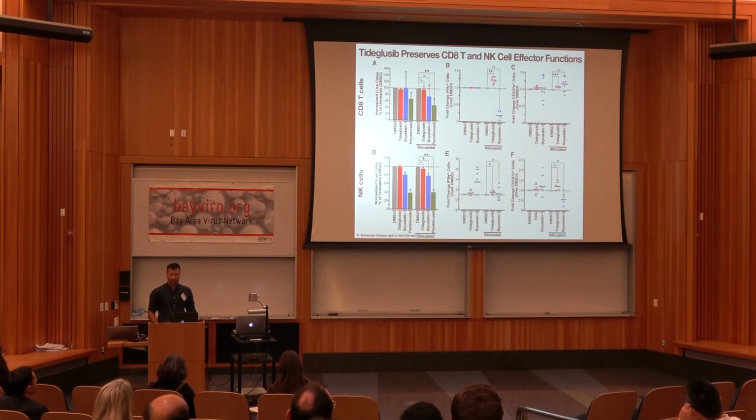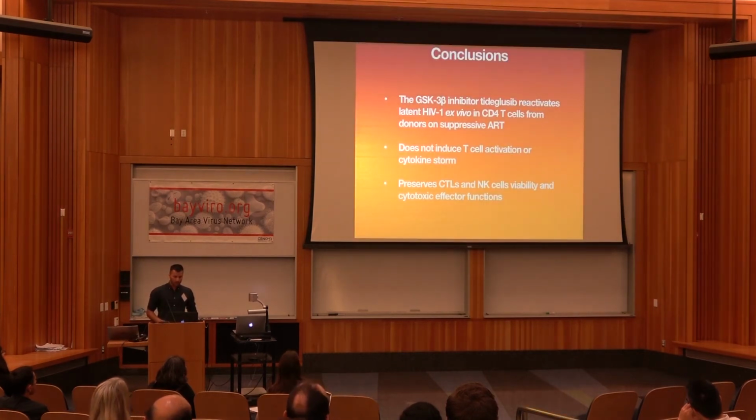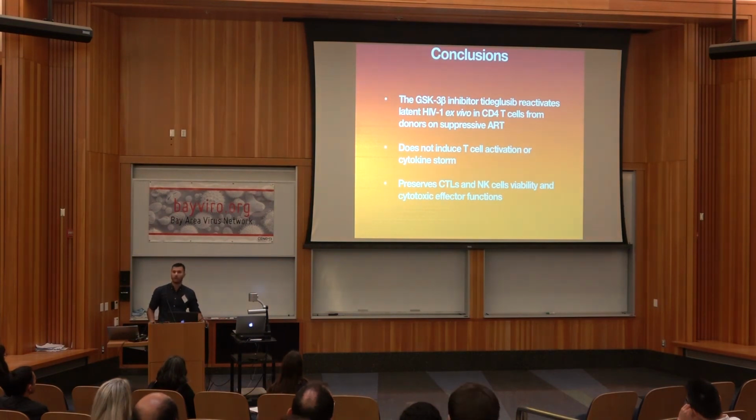And this is basically what happens also in NK cells. Panobinostat and here also bryostatin are very toxic for the viability of the cells, and the functionalities are also affected. So concluding, the GSK3 beta inhibitor tideglusib reactivates latent HIV ex vivo in CD4 T cells from donors on suppressive ART and also in gut-associated lymphoid tissue. They do that without activating T cells, and they also preserve the functionalities of CTLs and NK cells.